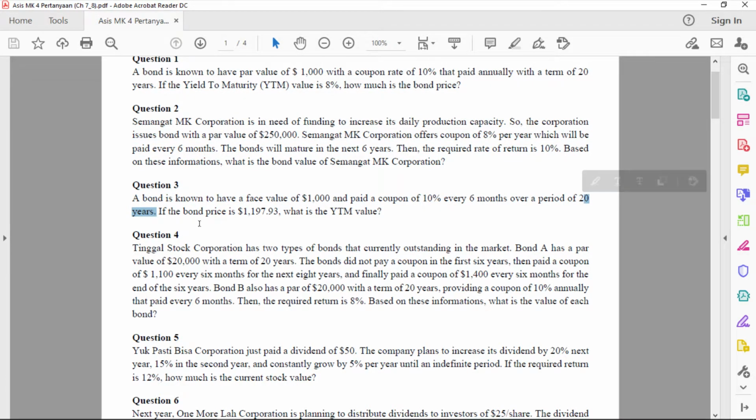So if the bond price is 1,197.93, what is the YTM, the market rate of this bond? This is a bit different, and it's a bit challenging to understand.